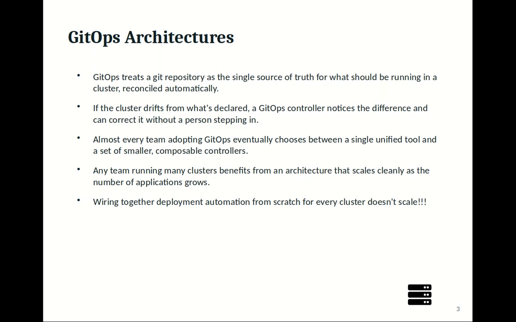GitOps architectures. GitOps treats a Git repository as the single source of truth for what should be running in a cluster, reconciled automatically. If the cluster drifts from what's declared, a GitOps controller notices the difference and can correct it without a person stepping in. Almost every team adopting GitOps eventually chooses between a single unified tool and a set of smaller composable controllers.